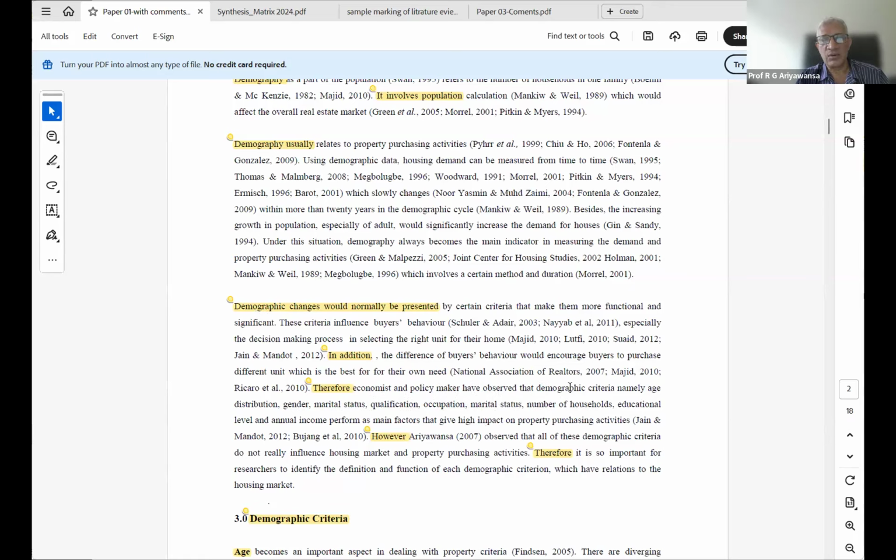Still, the authors are not pointing out their own views. They are taking the views from others, right? However, he has a counter argument. This team of writers is pointing out different ideas. Now they are pointing out another researcher's idea. Of course, they are using my article. RA1 is myself. These authors have used my article, and RA1 observed that all these demographic criteria do not really influence the housing market and property pricing activities.